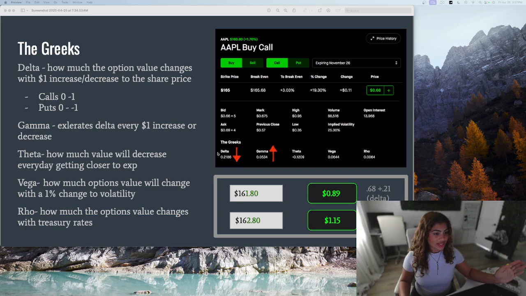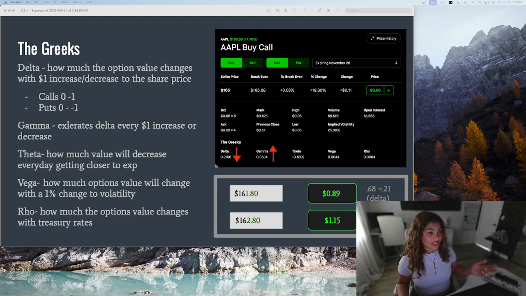So if we have a 68-cent contract and Apple goes up $1 in our favor, the contract is going to go to 89 cents. Why? 68, which is the premium, and 21-cent delta. Understand? Now, if Apple goes down to 159.80, our contract is going to go down 21 cents, or $21, however you want to count it.